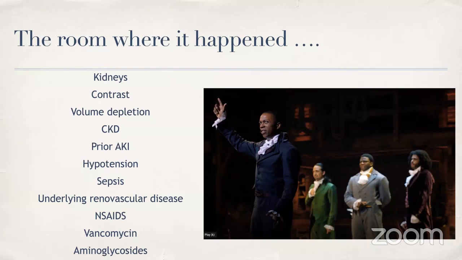Typically, we have several things in the room where it happened. There's kidneys and contrast and a bunch of other potentially bad players. What you know is that the kidneys emerged from this interaction beaten and battered, but you don't know who threw the first punch, who swung the bat, who kicked them when they were down. You don't know what happened. You just know the kidneys got injured.